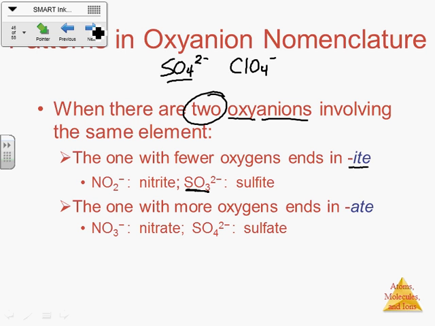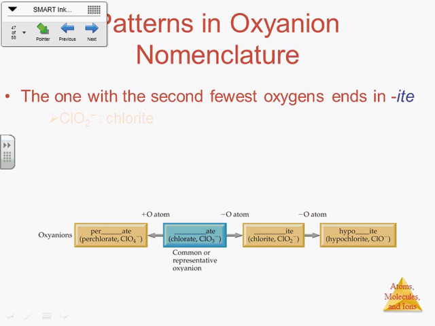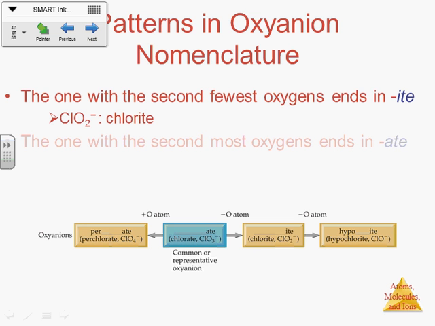Now sometimes you can have more than two. So then again, NO3- is nitrate, SO4 2- is sulfate. I would memorize the ATEs, and then you can figure out everything else from the ATEs, okay? As long as you know the ones that end in ATE. All right. So here's another example, chlorite, ClO2-. So that would mean that ClO3- is chlorate.